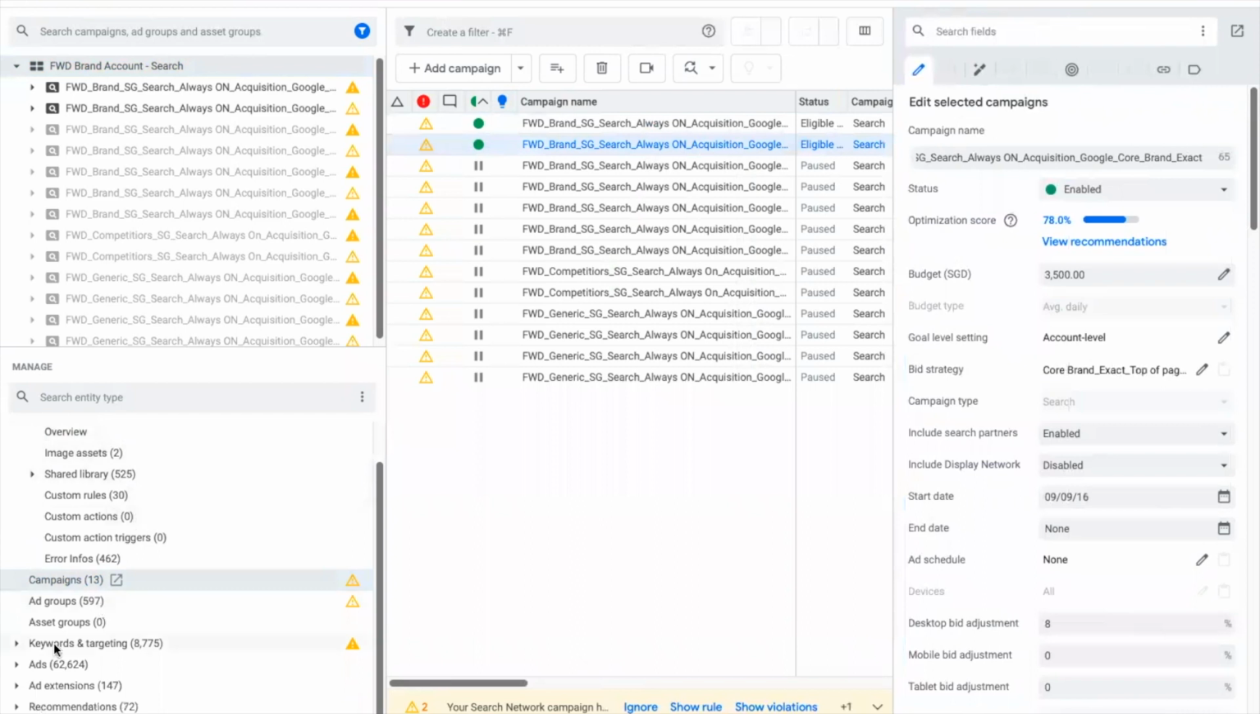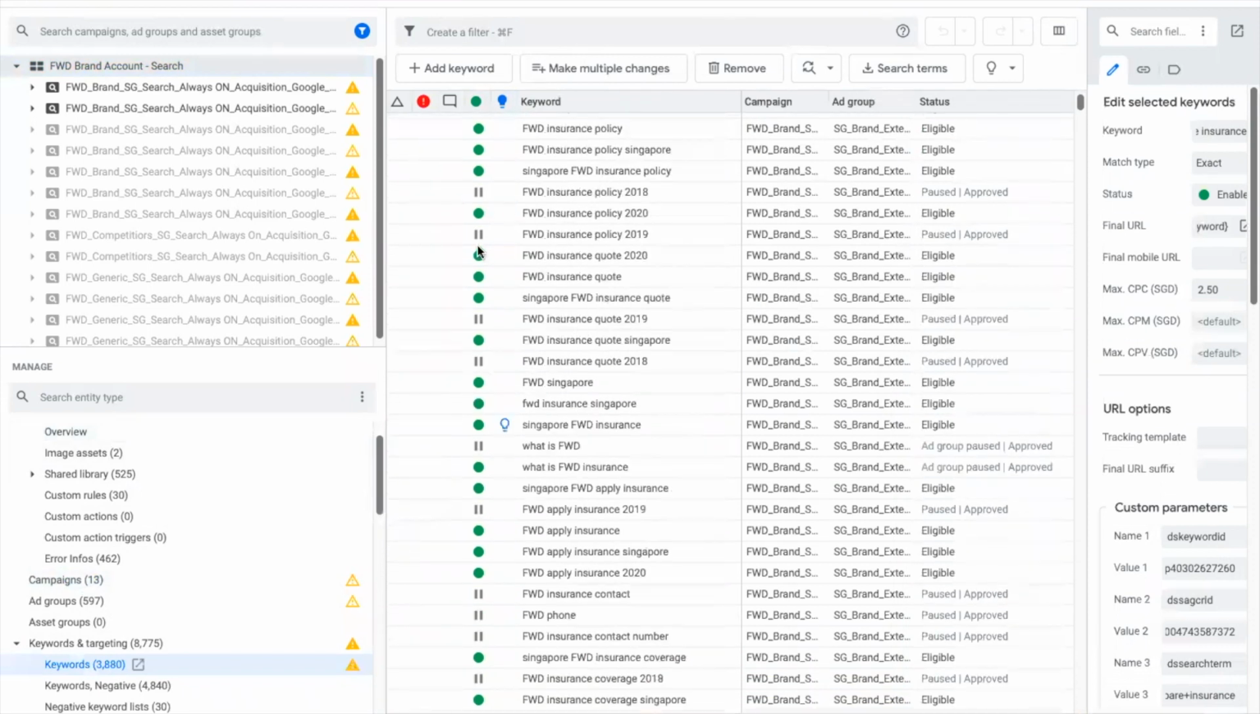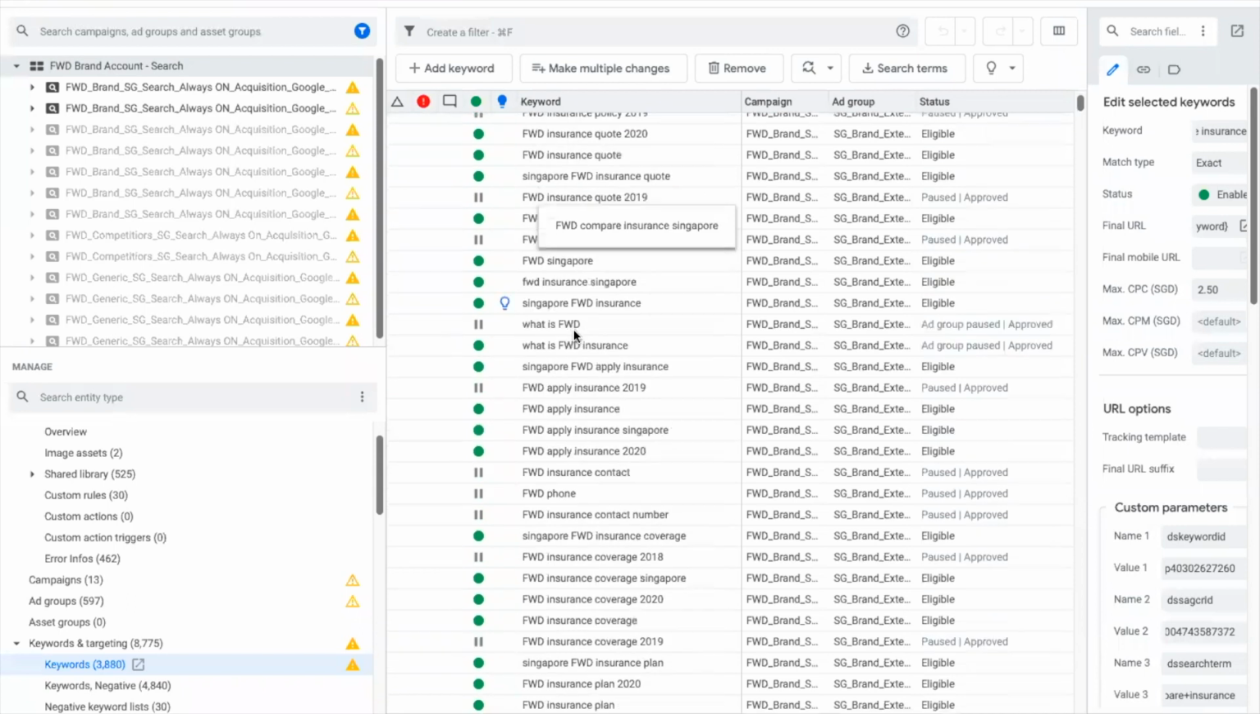Let's see the keywords that they are targeting. Of course, this whole account is only a brand account. You can see many of the keywords they have paused, because those are old keywords, like 2018 and all. Everywhere in the keyword there is FWD. Their brand is coming in that keyword, so that is why these are all called brand keywords.